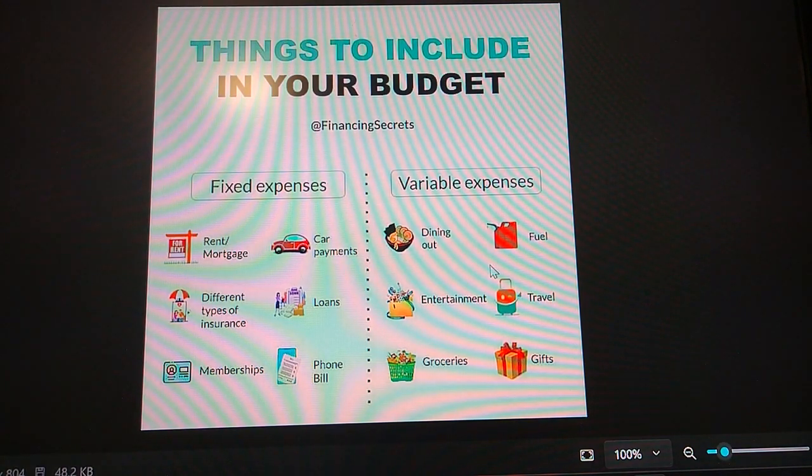Variable expenses are things like groceries, which is a really big one, and fuel. Those are probably the two best examples. This month I might spend $700 in groceries and $90 in fuel. Next month I might spend $800 in groceries and $150 in fuel. So there is a consistent expense month after month, but it's not the exact same. It will fluctuate. That's the difference between fixed and variable expenses.